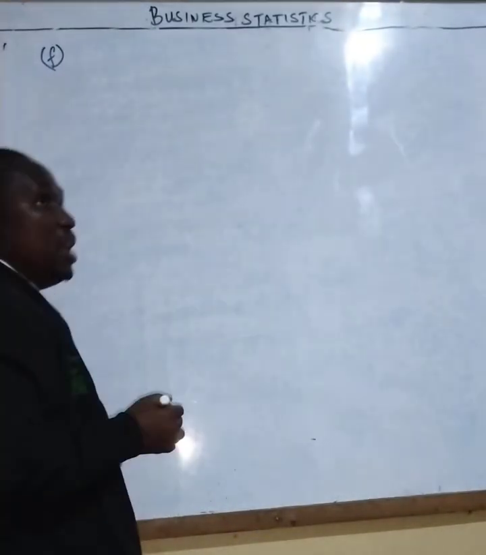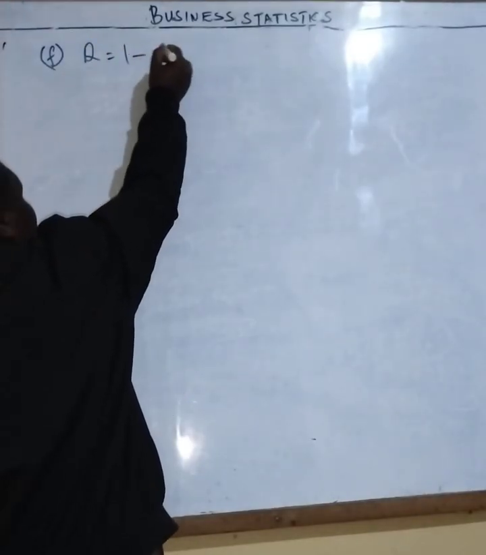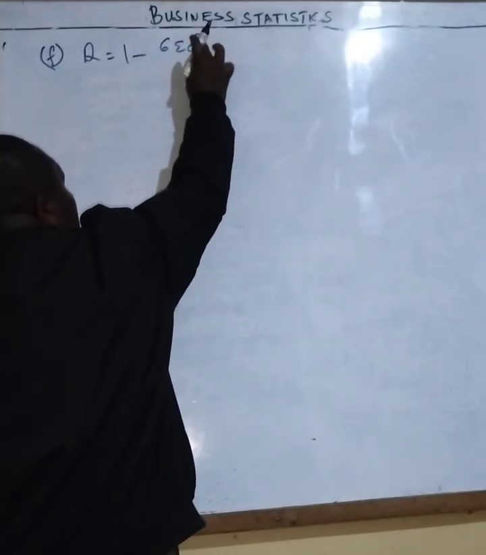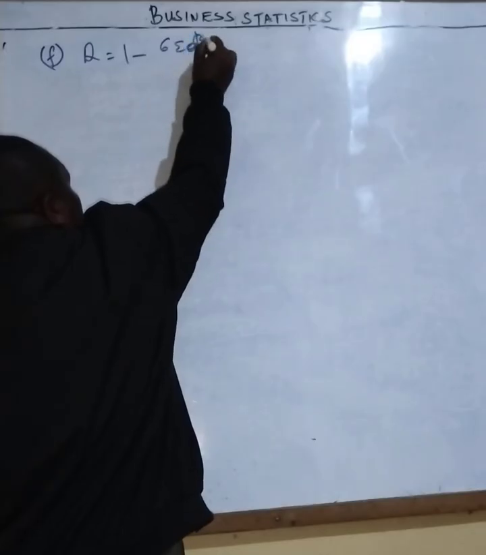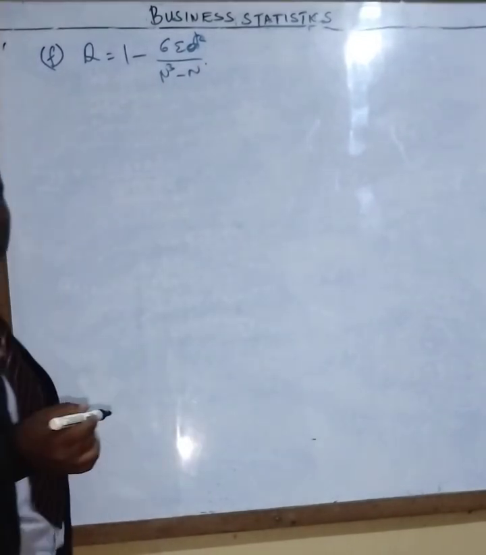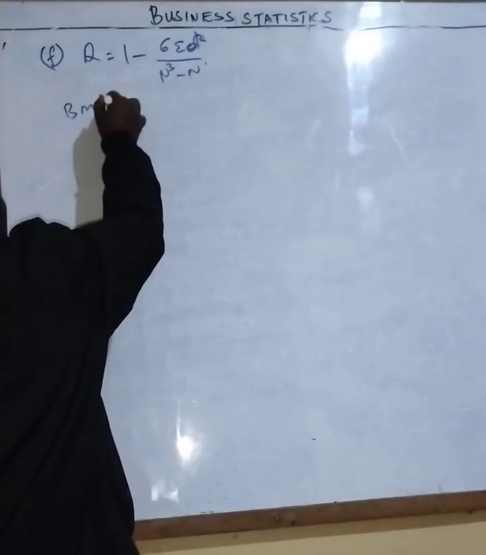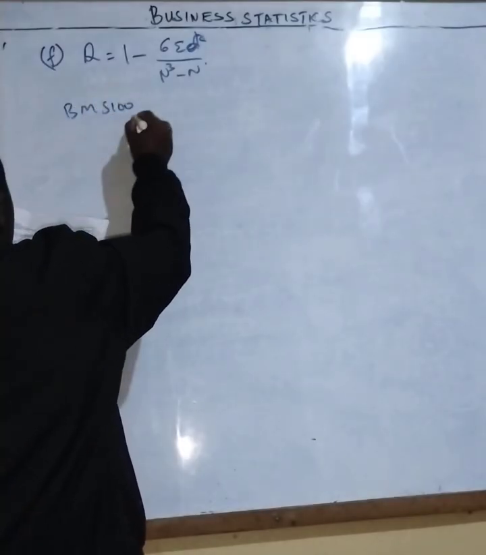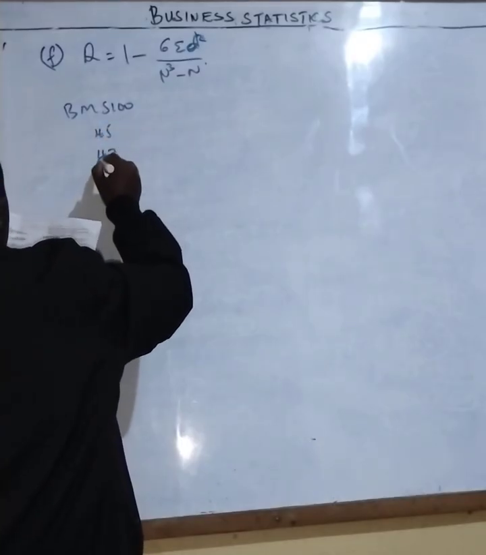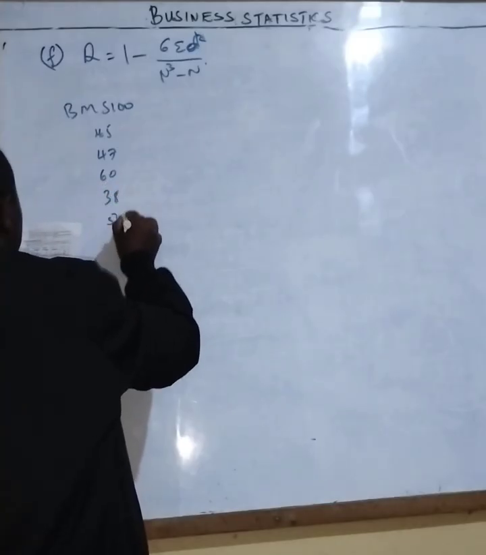So they are saying Spearman rank correlation. So how do you write that, class? It is R equals to 1 minus 6 summation of D square divided by N power 3 minus N. Is that correct, class? Now we have been given the data here. We have the BMS 100, and we have been given 45, 47, 60, 38, 50.